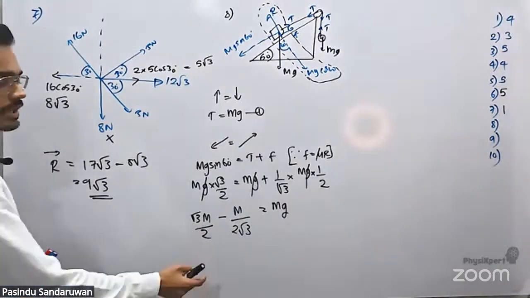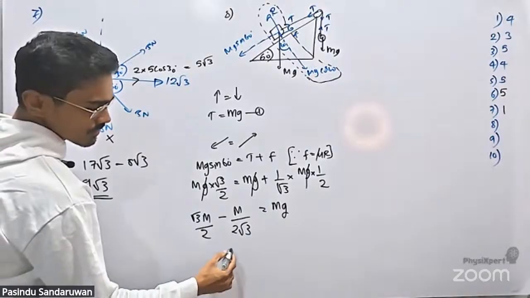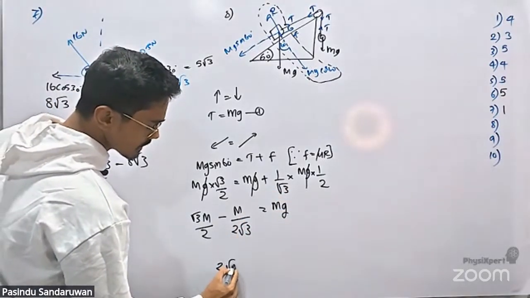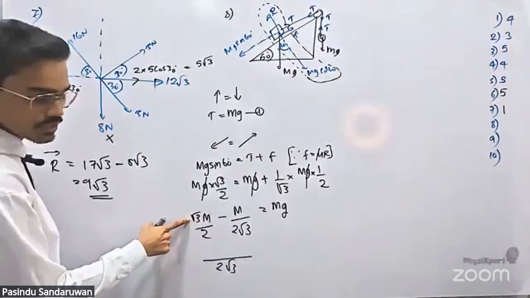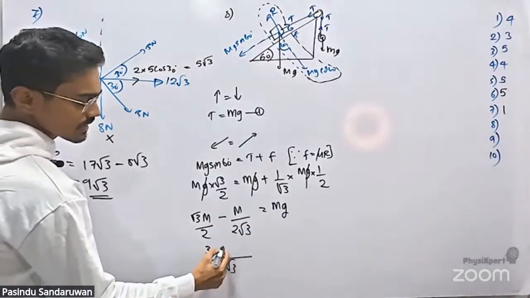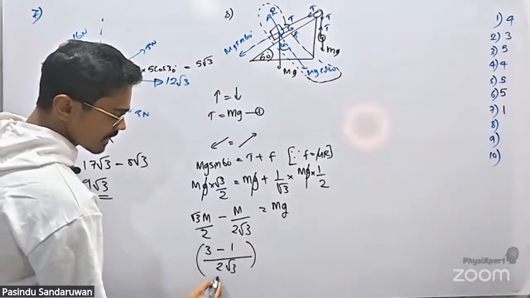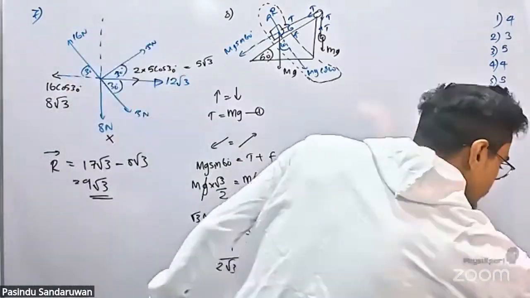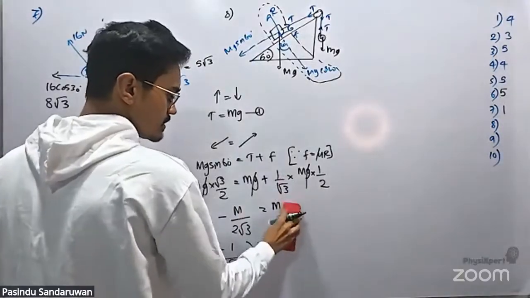So apply the common denominator. First, I'm going to take M out while applying the common denominator. The common denominator is 2 root 3. Then this should be multiplied by root 3, which means 3 remains. 2 root 3 here, which means minus 1 remains. 2 root 3 is already there, times M taken out. Sorry, g is cancelled.